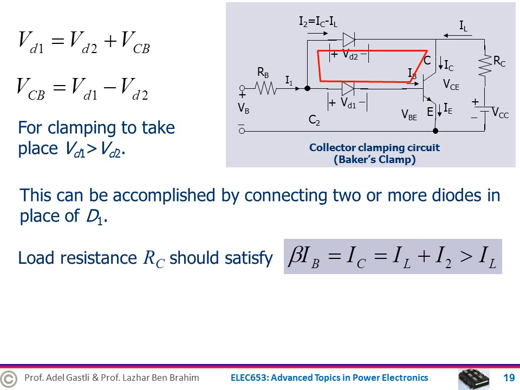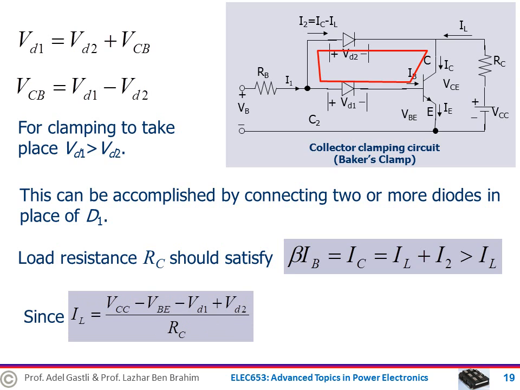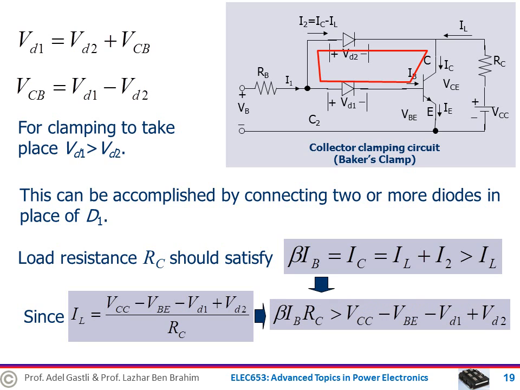Also, the load resistance RC should satisfy the following equation, where beta IB is equal IC is equal IL plus I2, and this should be bigger than IL. So beta IB must be larger than IL, which is the load current. Now, using the previous equation of the load current that we have displayed in the previous slide, we can obtain the following equation that must be satisfied for the clamping to take place.